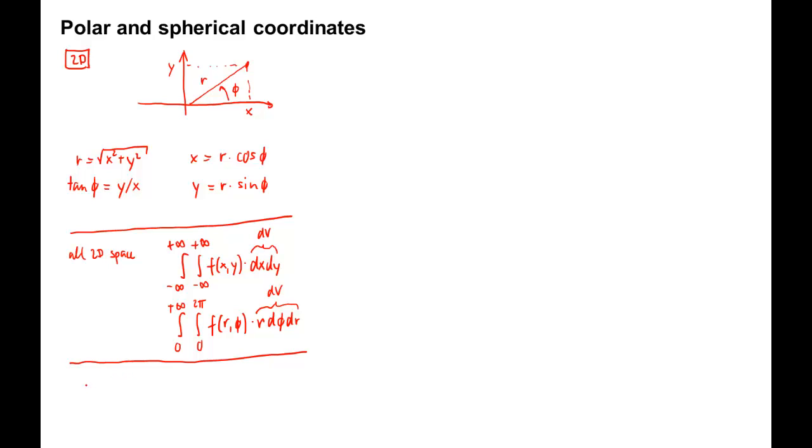Integrating over a circle with radius 1 can be done with the following simple integral. Integral from 0 to 2 pi of the function that's going to depend on phi times d phi. These 2 coordinate systems easily generalize to 3 dimensions.